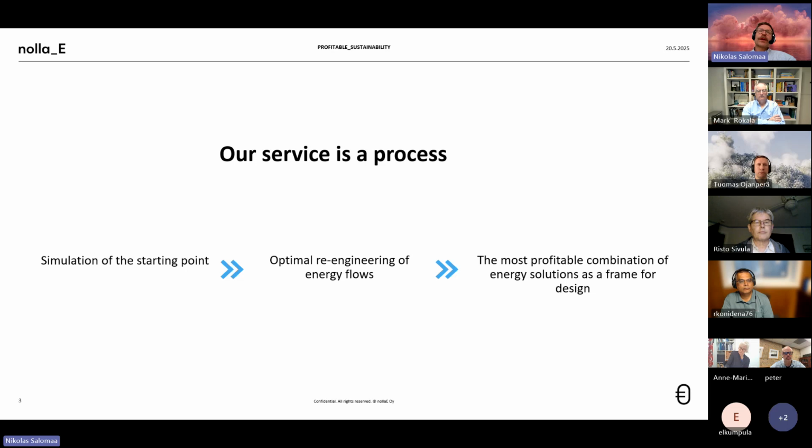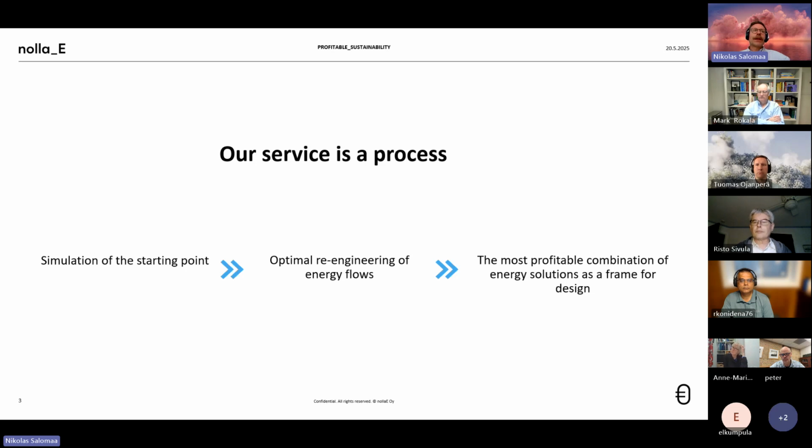It works in a way that first, always, we start with the energy simulation of the building, where we make a perfect digital twin of the building. And when we have done an energy simulation, we do something we call re-engineering of energy flows. And this is what is new. Energy simulation softwares there are, but re-engineering of energy flow softwares, there is only one, and that's this Nolla software.